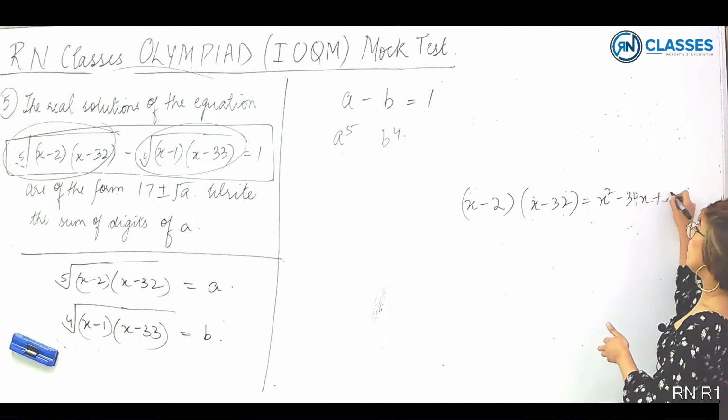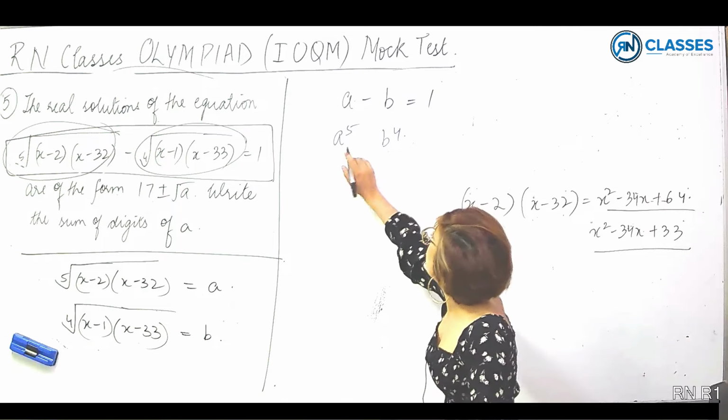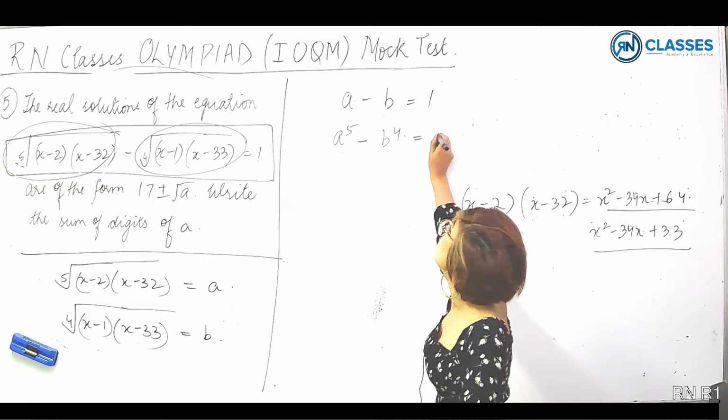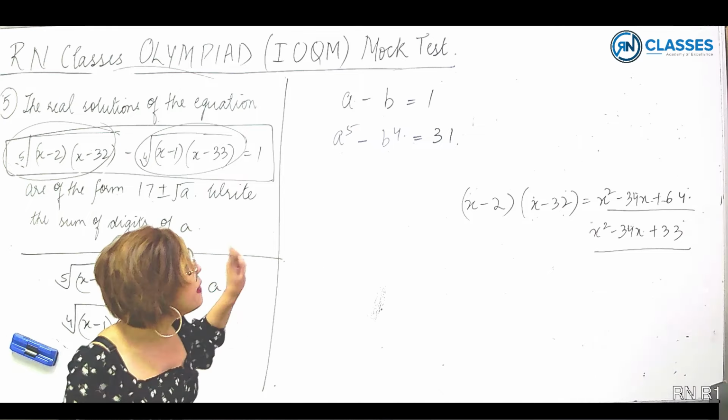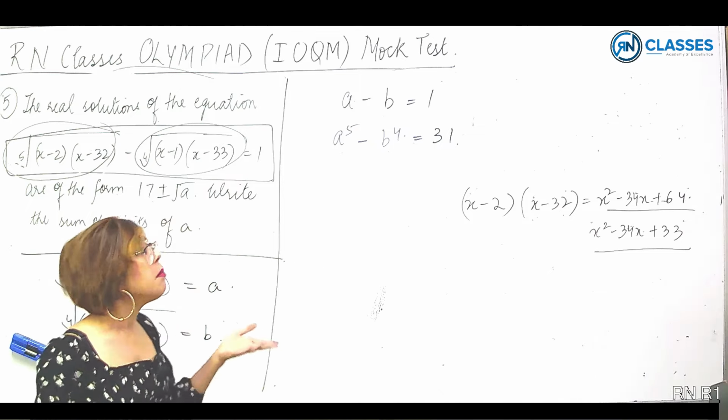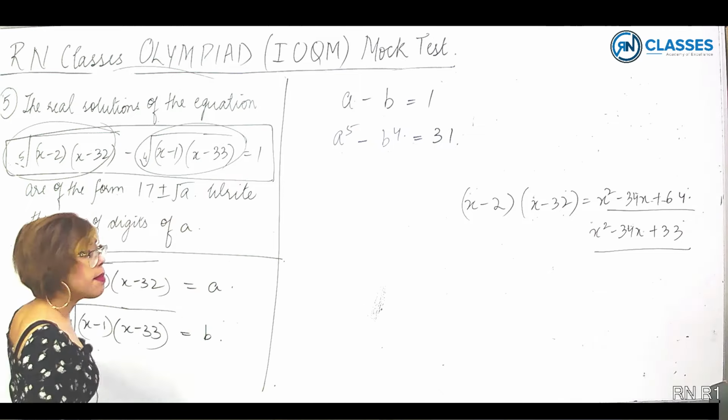Do you think these two polynomials are related to one another? Yes. If I subtract these two, this will get cancelled, this will get cancelled, and I am just getting 31. So a raised to the power 5 minus b raised to the power 4 is equal to 31. Since it is a constant, this benefits me immensely, because with two equations and two variables, I can solve it. That's not a big deal. Now the question is, I need to eliminate one of the variables. Which variable should I eliminate?